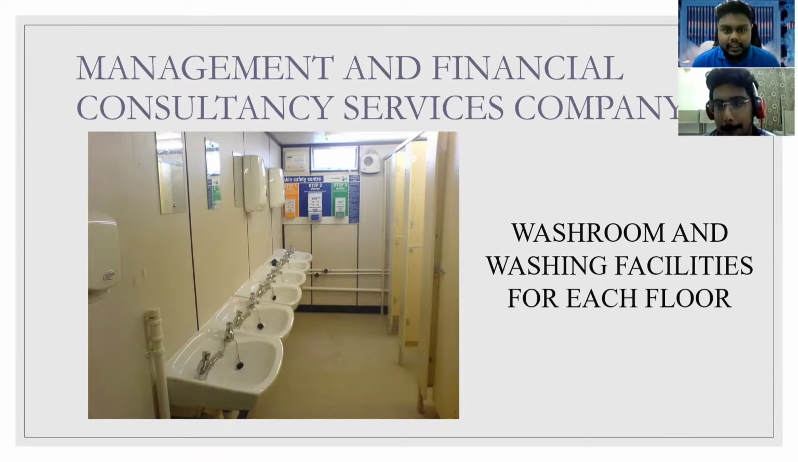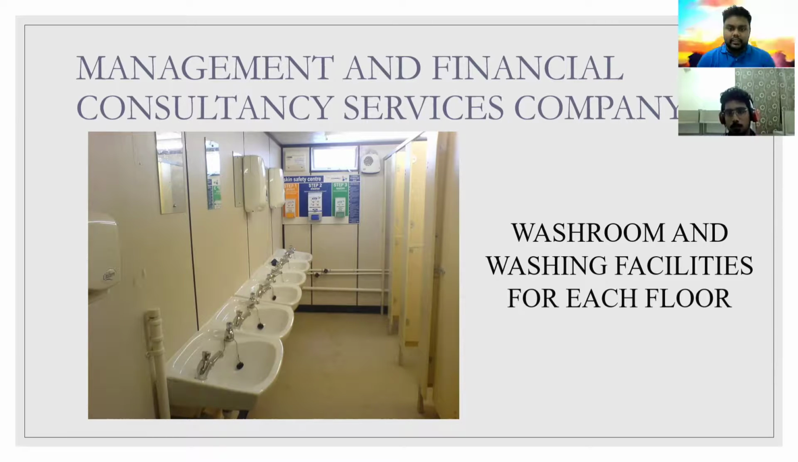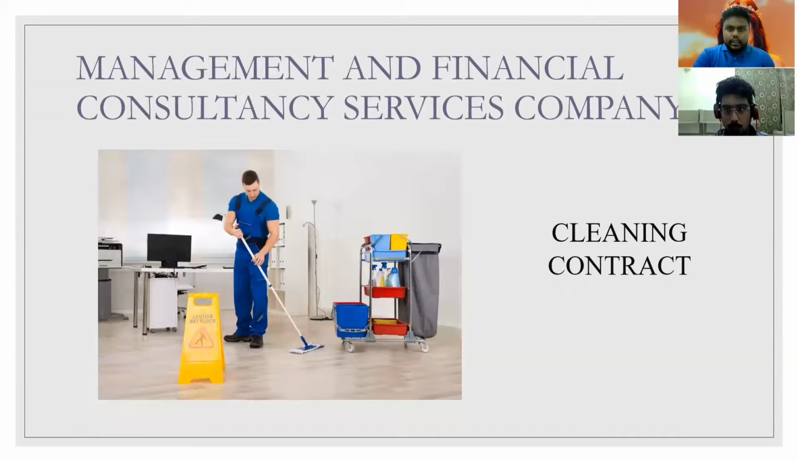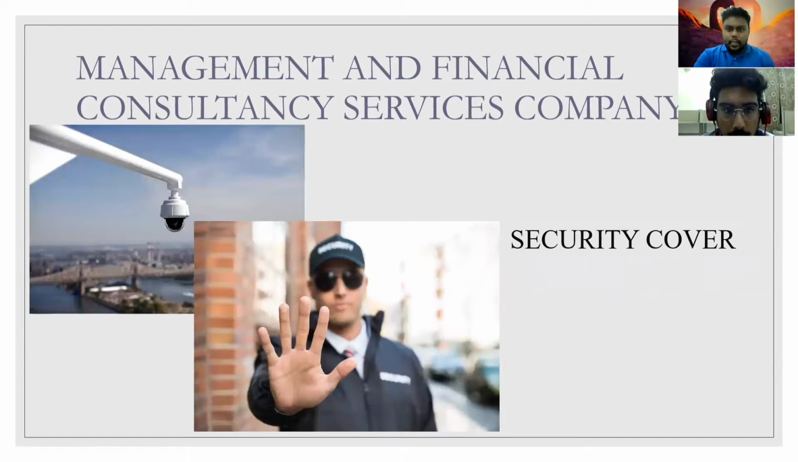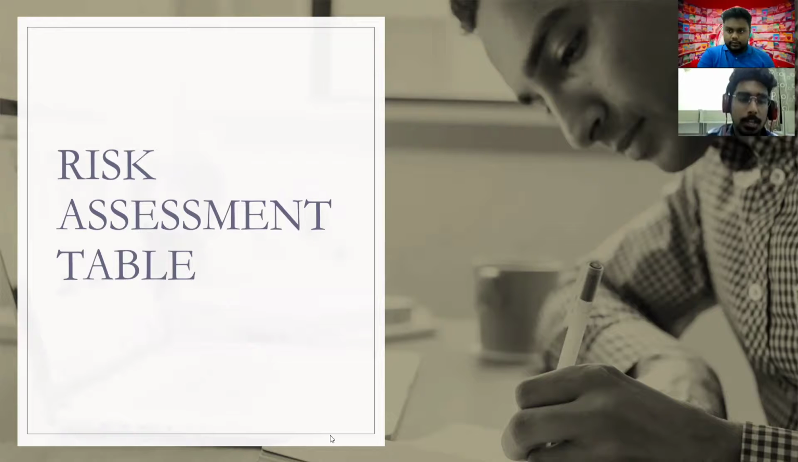Thank you, Prem, for the explanation. I'll continue the next explanation. Next is washroom and washing facilities for each floor. There are washroom and washing facilities on each floor of the building. The next is the cleaning contract. There is a cleaning contract in the building. And asbestos containing material is kept in a safe place. And next, there is 24/7 security cover. Thank you, Praveen, for the explanation.